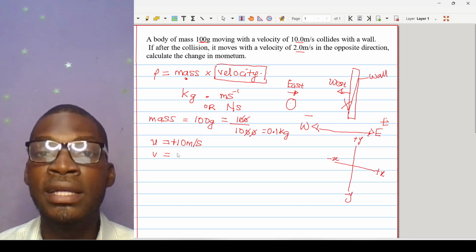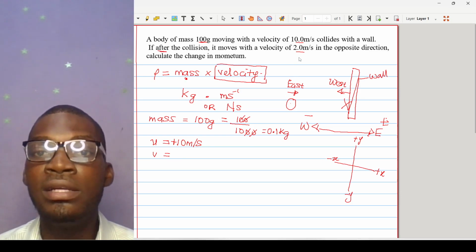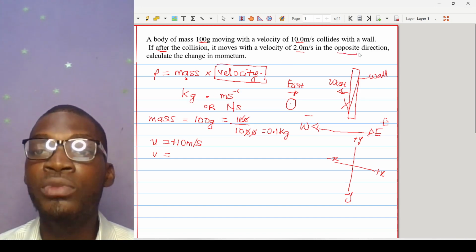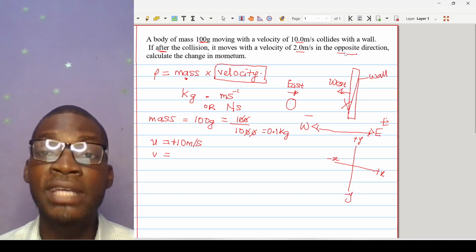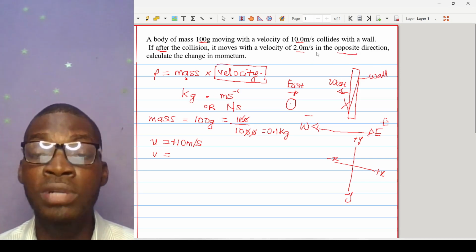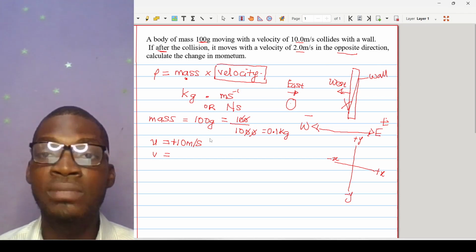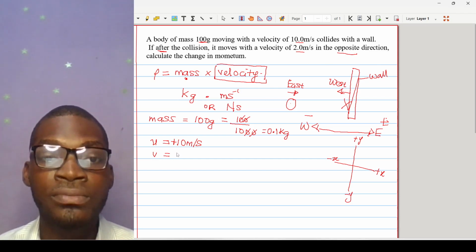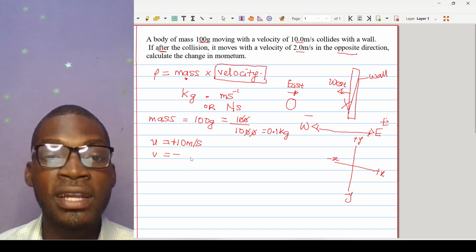All right, then the final velocity. After collision, you can see the word after here, it moves with a velocity of 2 meters per second in the opposite direction. We have to take note of this part also, because with momentum questions, sometimes after collision the object can maintain its motion in the same direction, only with a reduction in speed. But let us solve this one, then I will explain briefly how you solve that kind of question. That will be in the opposite manner. So in this case, our final velocity will be minus 2 meters per second.